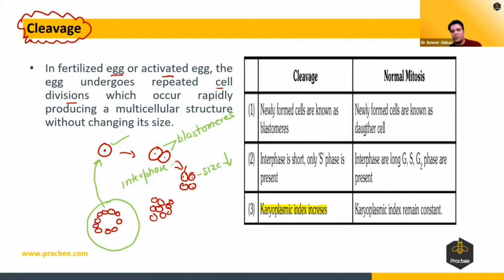What phases does interphase consist of? G1, S, and G2. G1 is for cell mass increment, cell organelle duplication, and all these things: ATPs, RNAs, enzymes, etc. And G2 is for the remaining cell organelle duplication and tubulin protein formation. Do they occur here? Size is constant, so G1 and G2 will not occur. Only which phase occurs? S phase.